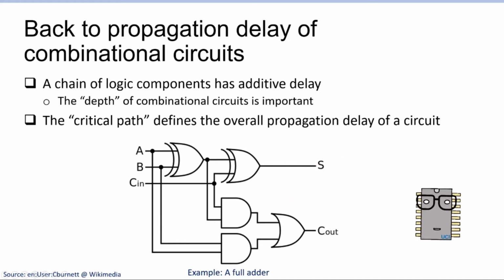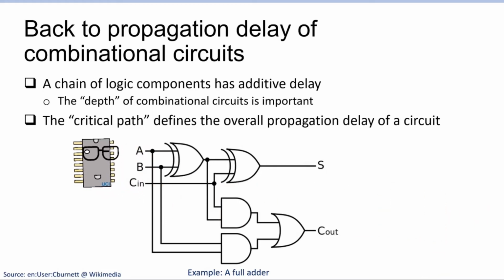Okay, so now that we have the building blocks, back to the propagation delays of the combinational circuits and how we work with them. So let's say we design this full adder. We take two inputs, A and B, also the carry from the previous adder, and we do this 1-bit addition. A chain of logic components has additive delay. For example, if we have an AND gate and the output goes through an OR gate, the propagation delay through these two components would be the total sum of the AND gate and the OR gate, plus a little bit more as the signal has to travel through cables, but relatively that's much smaller.